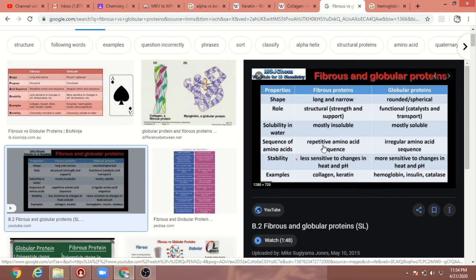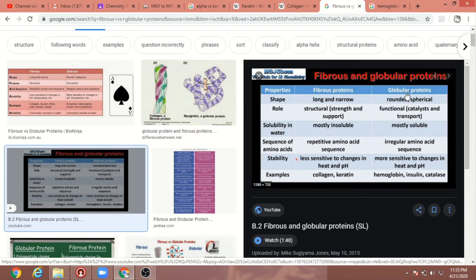And so the sequence of amino acids is usually pretty repetitive. In fact, with the examples that we'll mention, we'll talk about which amino acids you see a lot. There's just a couple of them that keep repeating. Pretty simple, but large. These are really long, and they do twist and coil. So there's a lot going on here, but at the same time, pretty basic. The stability: they're definitely less sensitive to changes in heat and pH. So these guys are pretty tough. The fibrous proteins are pretty tough.